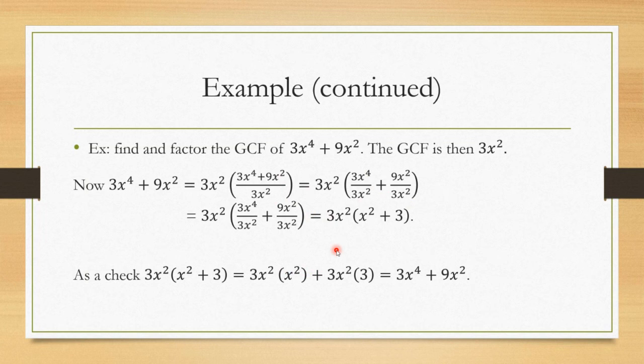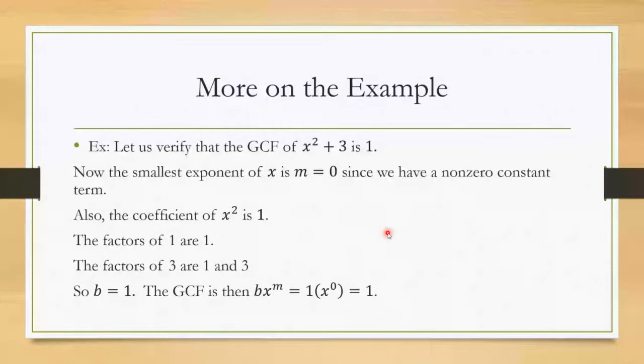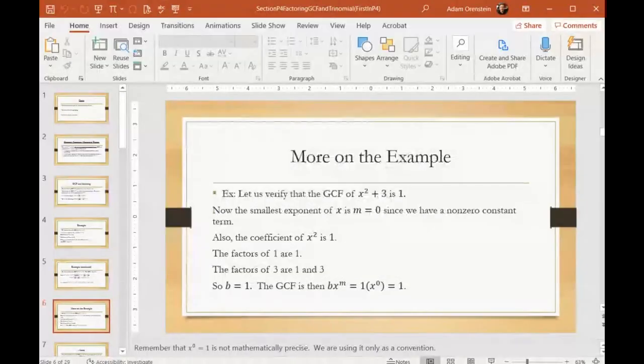So that's this example. Now, there is something I want to illustrate. Let's try and find the GCF of x squared plus 3. What's left over? Let's find that. Basically, the GCF is going to be 1, and let's just verify that. Although it's not too hard to see. I mean, notice there's a non-zero constant term here, right? So the m, the smallest exponent of x, has to be 0. Okay? It has to be 0.